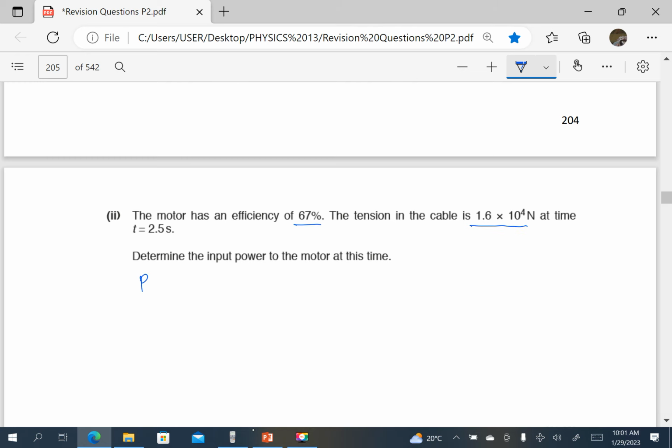So power is going to be equal to force times velocity. That is the power. But at a time of 2.5 seconds, the velocity is 2.0 meters per second. And that is from the graph. We have seen from the graph that at 2.5 seconds, the speed is 2.0 meters per second. So we can find the efficiency.